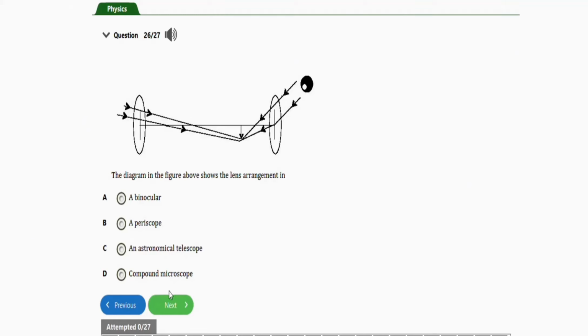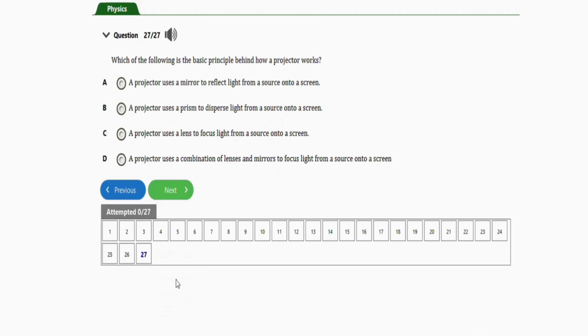Alright, the next question, the last one before we call it a class, is this one. It says, which of the following is the basic principle behind how a projector works? A projector uses a mirror to reflect light from a source onto a screen. A projector uses a prism to disperse light from a source onto a screen. A projector uses a lens to focus light from the source onto a screen. A projector uses a combination of lenses and mirrors to focus light from a source onto a screen. The right option here is option D. A projector uses a combination of lenses and mirrors to focus light from a source onto a screen.